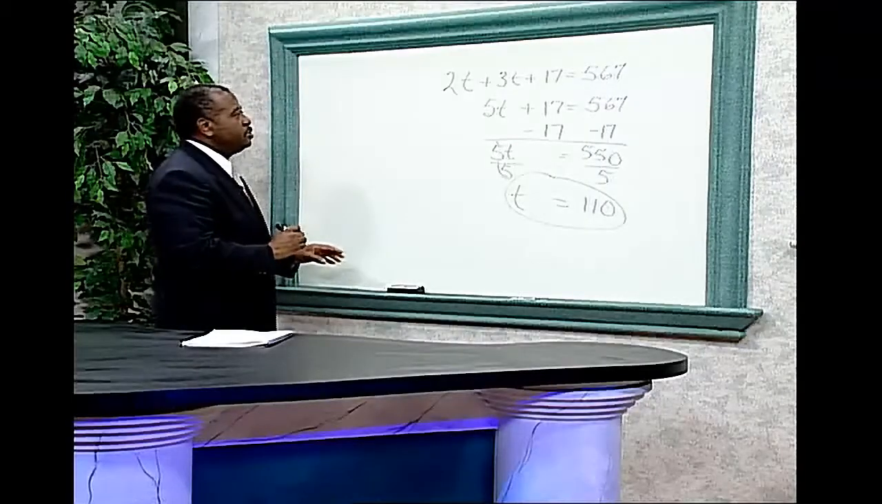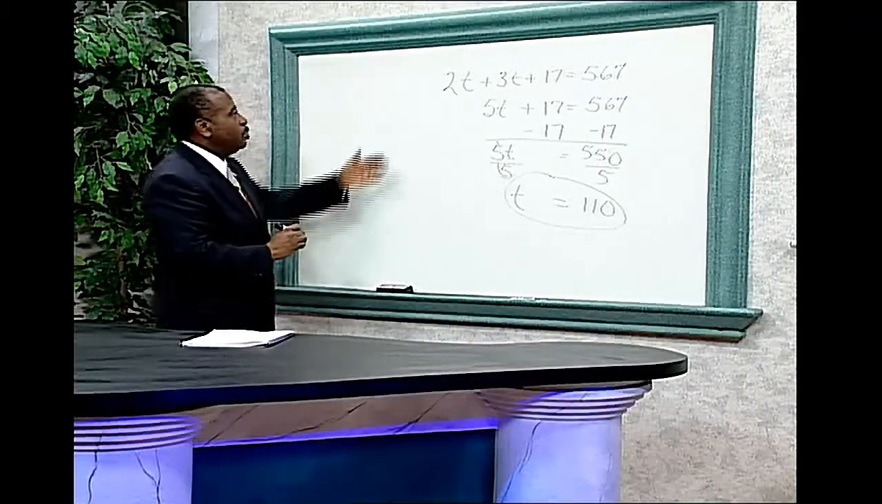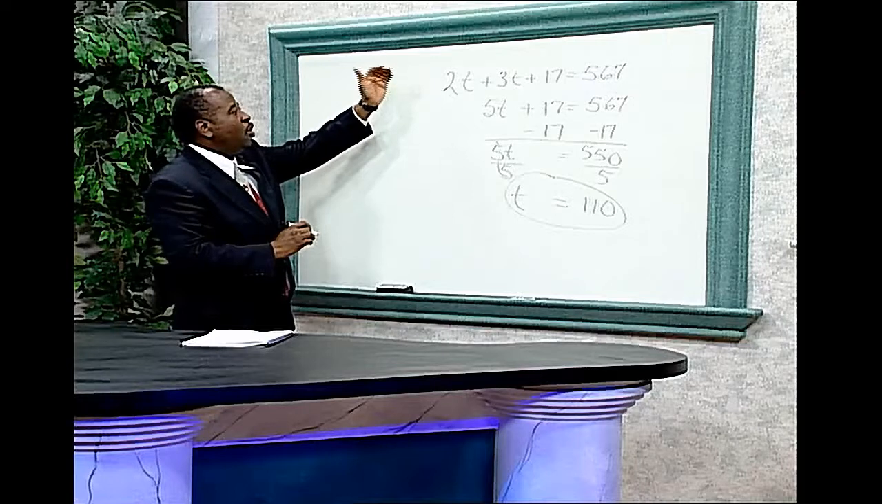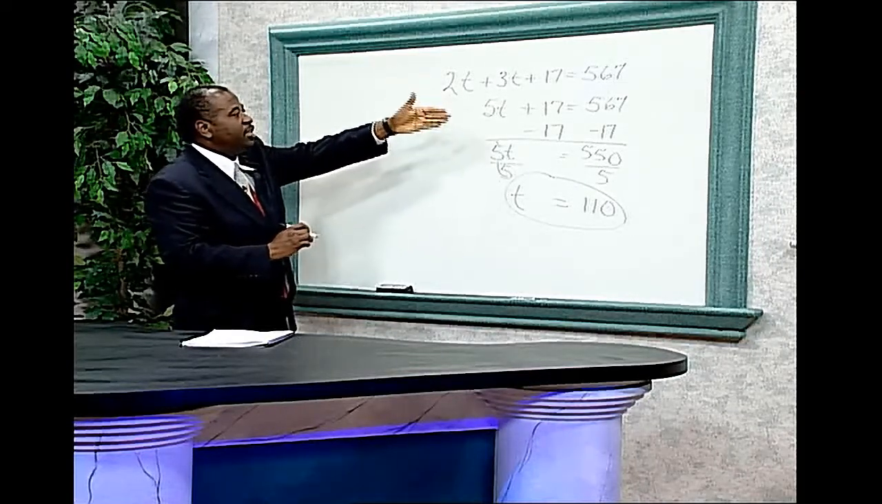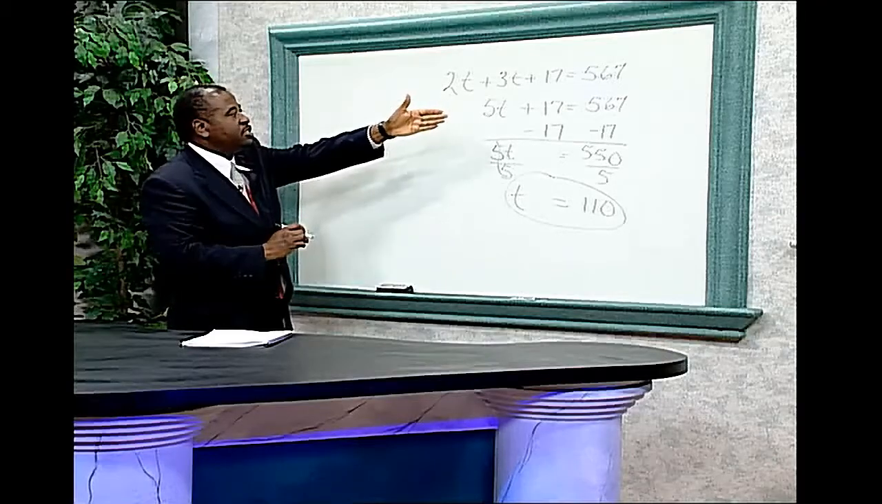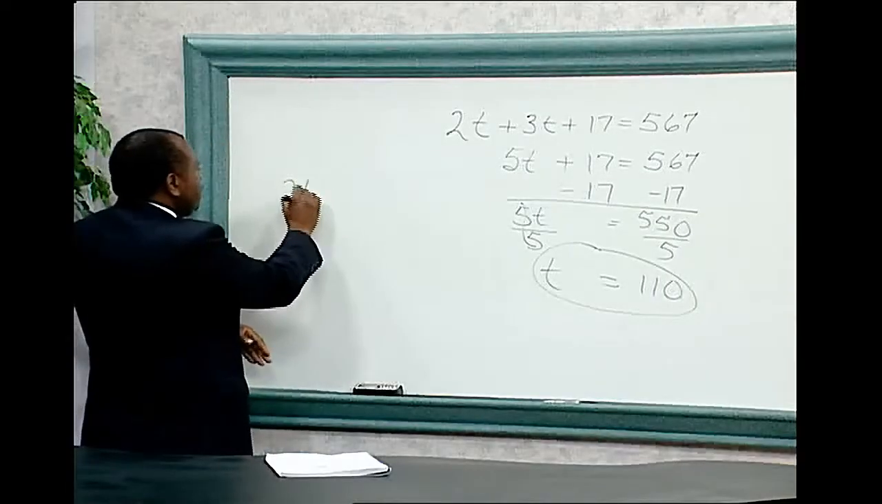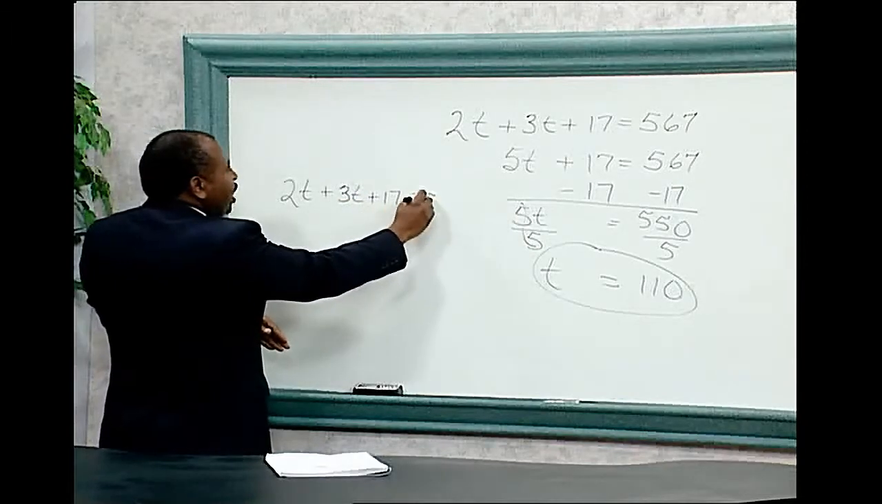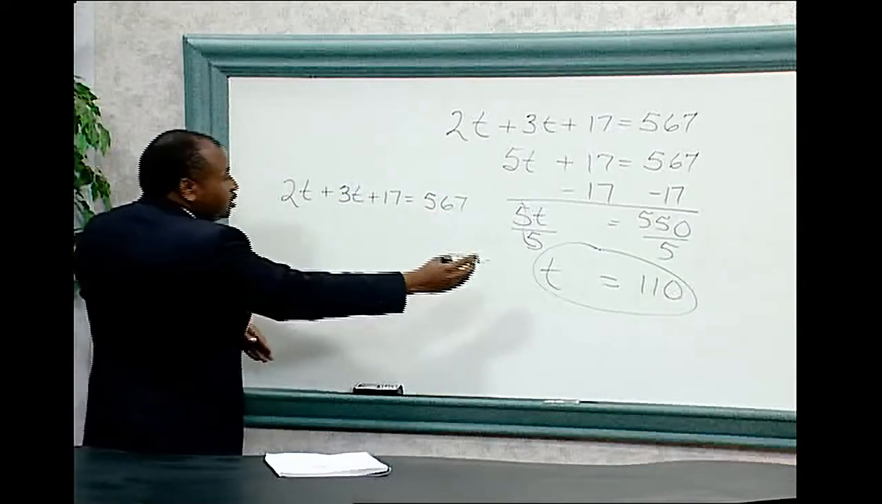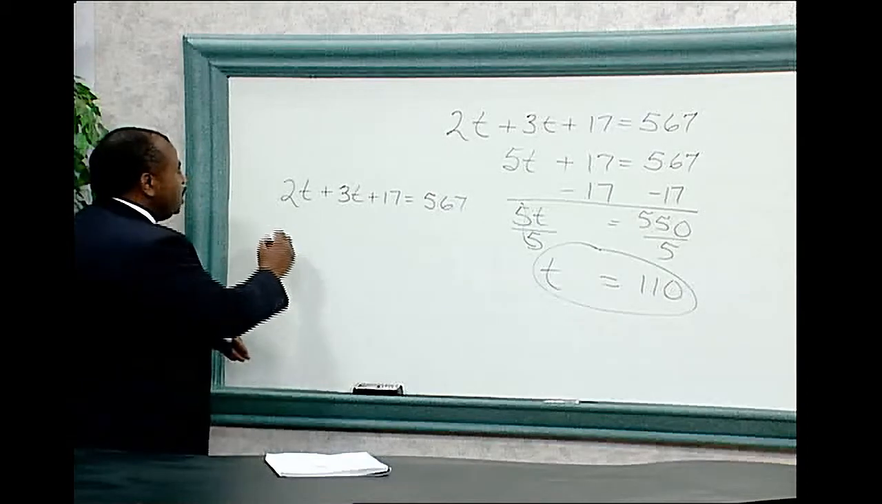Let's check this equation to make sure that the answer is correct. In order to check an equation, you always go back to the original equation. 2t plus 3t plus 17 is equal to 567. T is equal to 110.